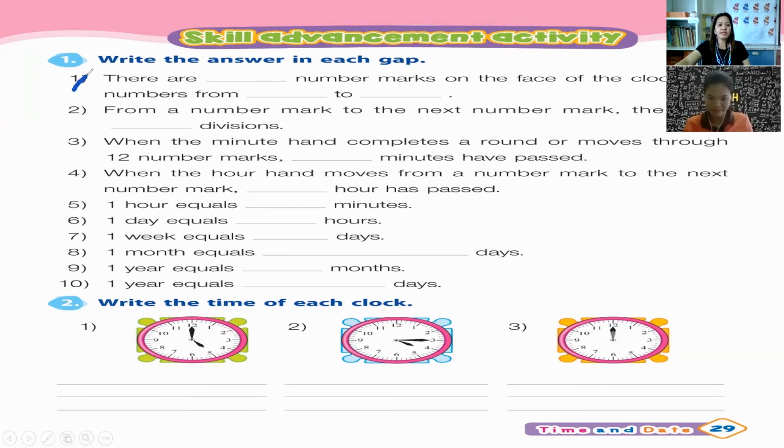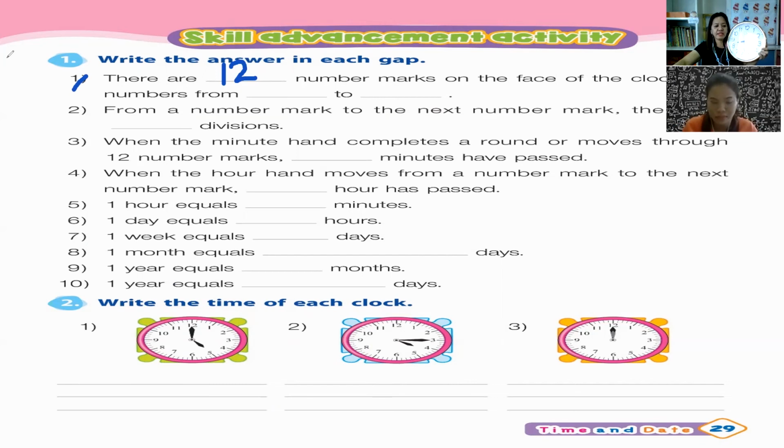Number 1, just for example: there are blank number marks on the face of the clock, with numbers from blank to blank. Look at the clock. How many numbers can you see? 12 is the highest, so you write the answer here. 12.